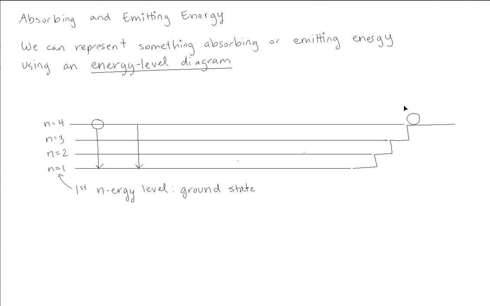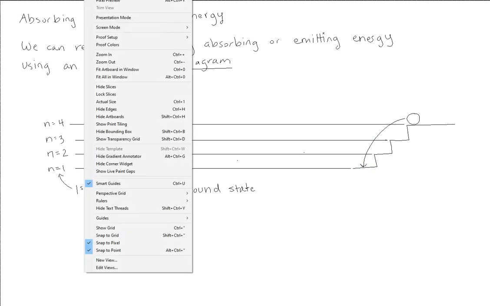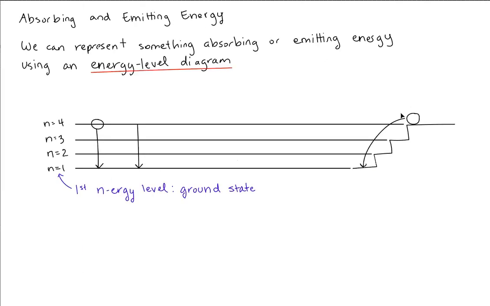Whoops, let me not do that. Hello? Hold on. I know how to fix this. There we go. It is possible for my bowling ball to fall down to just, I don't know, the next step, right? I could just do this. So in that case, I would just draw an arrow going from the fourth energy level to the third energy level. All right, so that is the same idea.